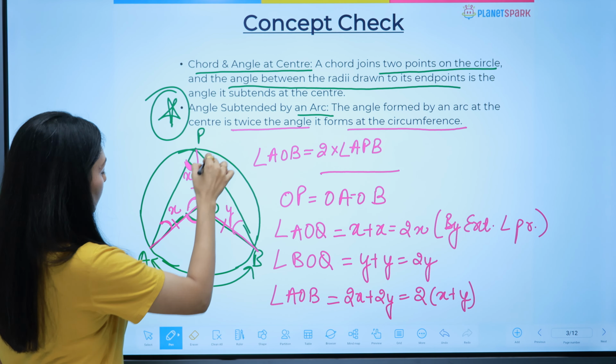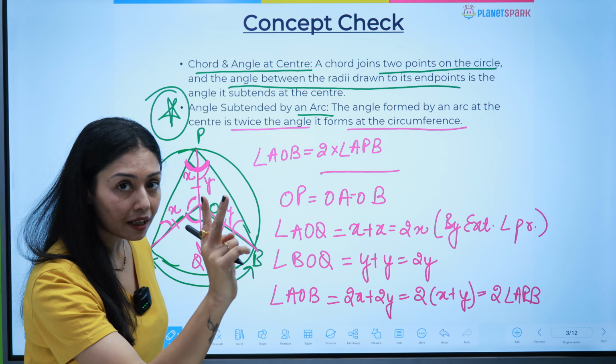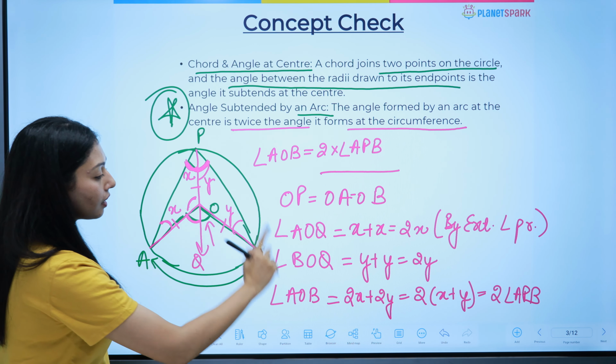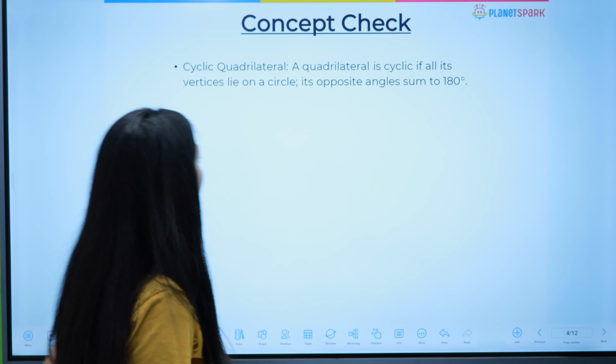So what have we got here? Angle AOB is 2 times angle APB. Hence the result, right? That is, the angle subtended by an arc at the center is twice the angle subtended by it at the circumference of the circle. Hence proved. See how easy it is, right? Let's move ahead with that, everybody.